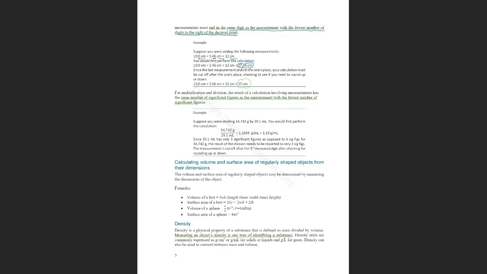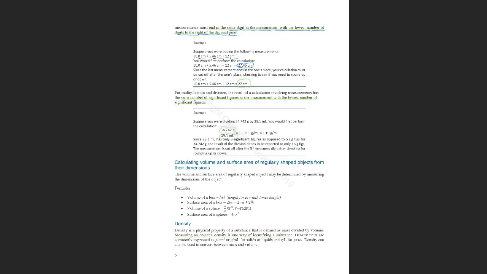And so when you are adding or subtracting, you basically look at the number of decimals. But when you are multiplying or dividing, you have to look at the number of sig figs. So here it says, for multiplication and division, the result of a calculation involving measurements has the same number of sig figs as the measurement with the fewest number of sig figs. So basically, they are giving us an example. They are dividing this number by this number.